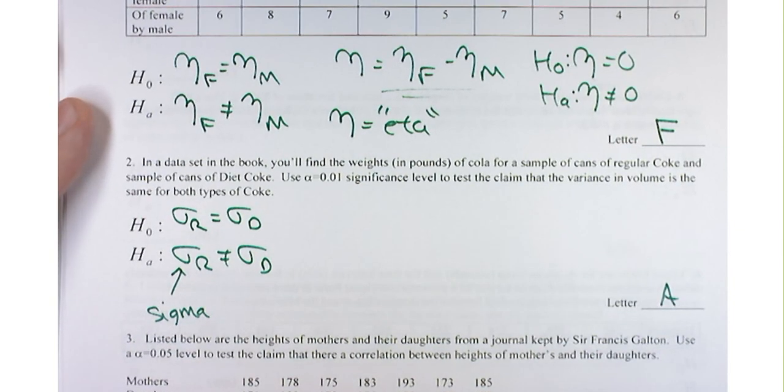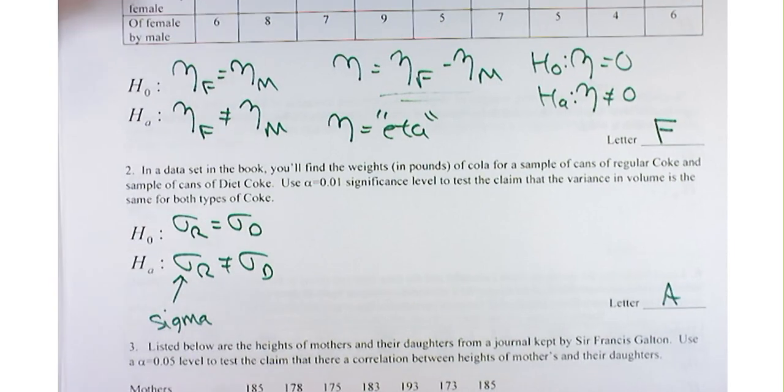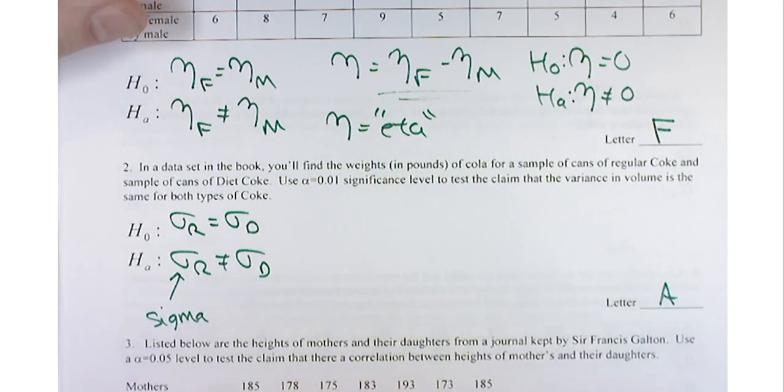By the way, eta and sigma are words that you can use in Words with Friends, if you play that.